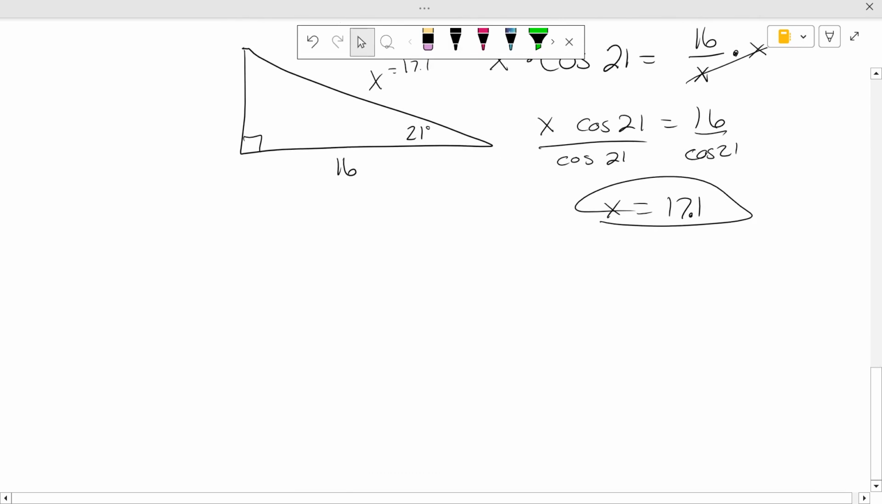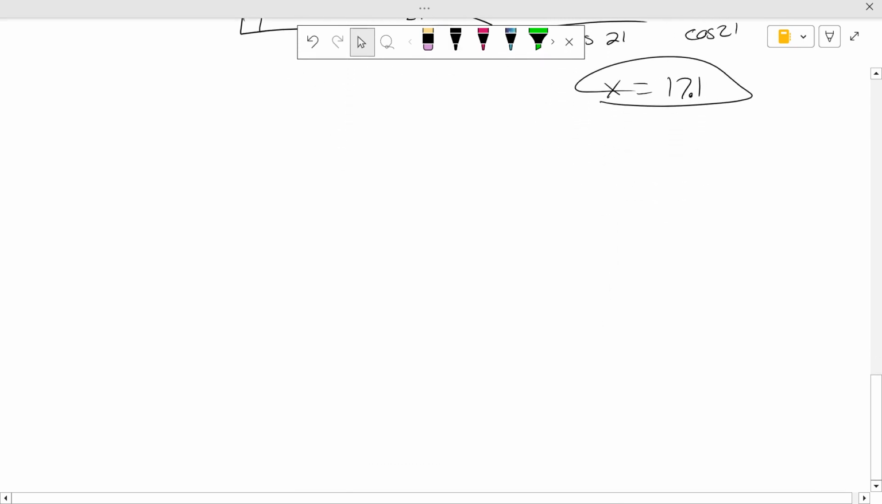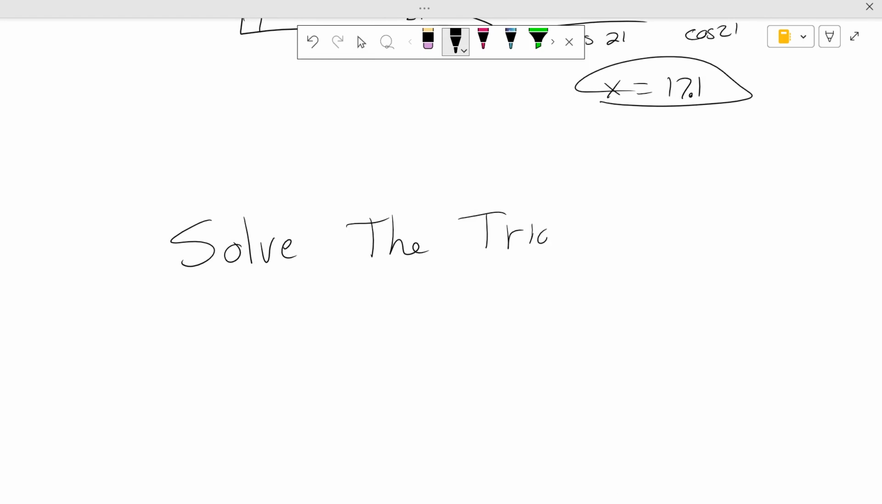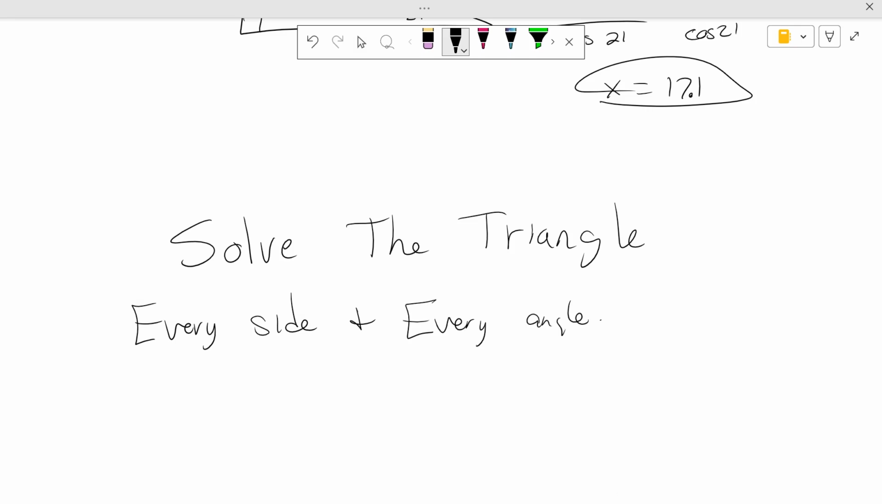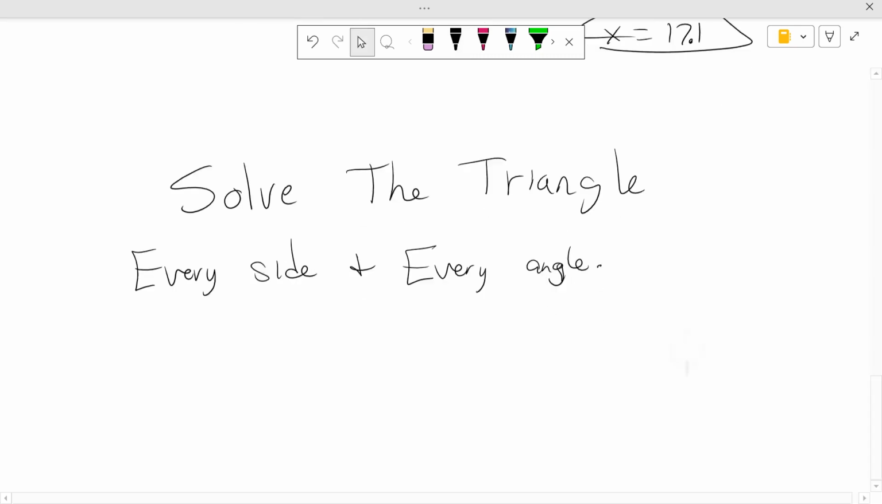Now, that's not so bad. You can handle that. Then they'll say, solve the triangle. That's where you have to put in a little more work. When you solve the triangle, we need every side and every angle. You need to give every side and every angle.